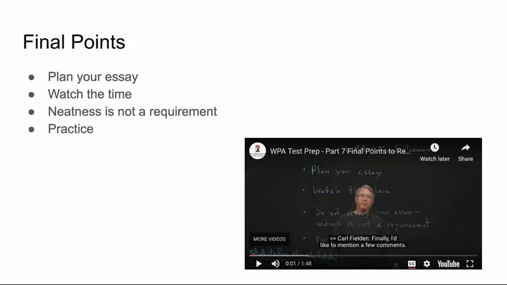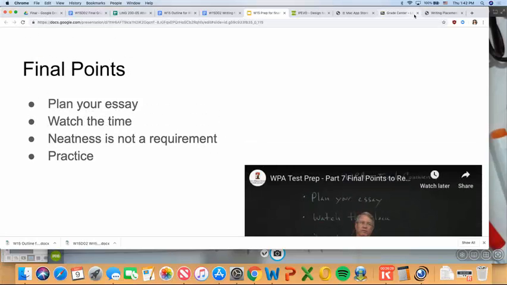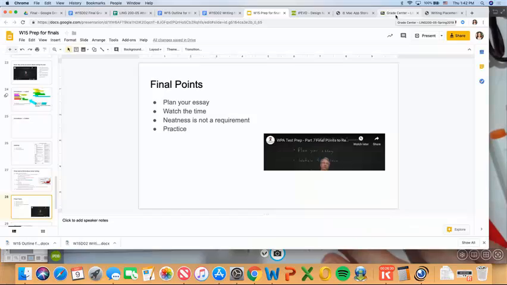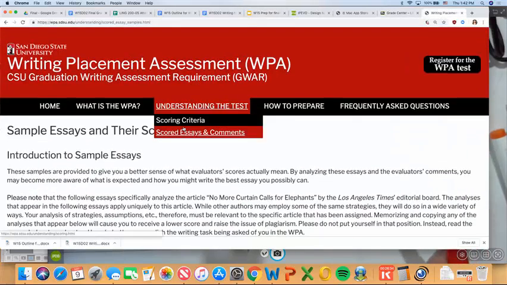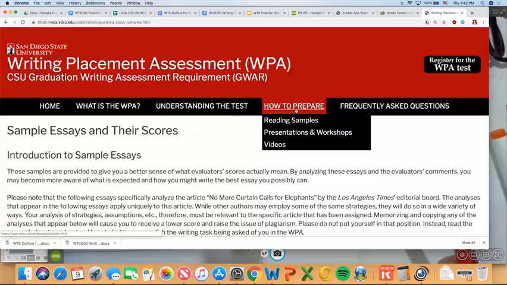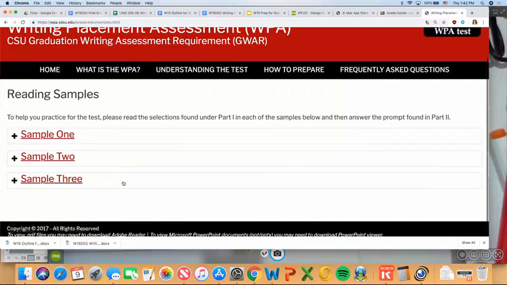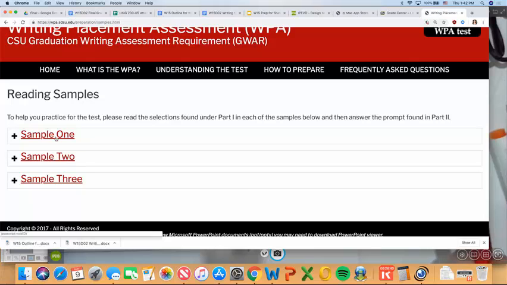For practice, go look at one of the articles from the WPA website. Let's see how to prepare. Here are some reading samples. There are 3 different articles. One of them we've already looked at a lot.